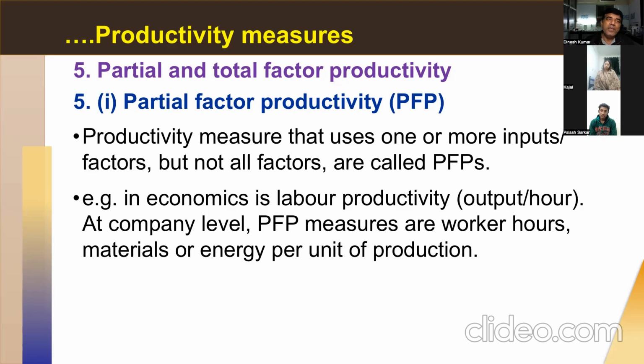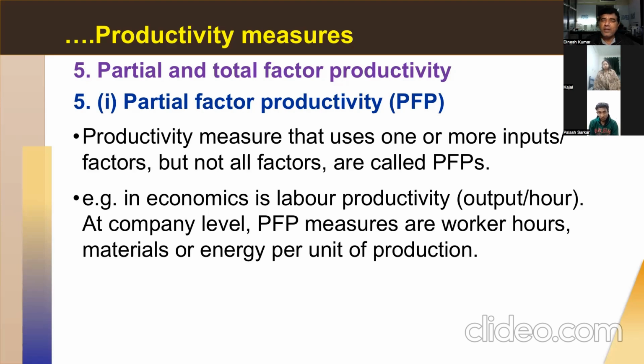So in this case, we need to take only one input at a time. The productivity which is calculated by using only one input at a time is called partial factor productivity. It means productivity where we take only one factor or one input at a time. Now people have made some alterations in this also.